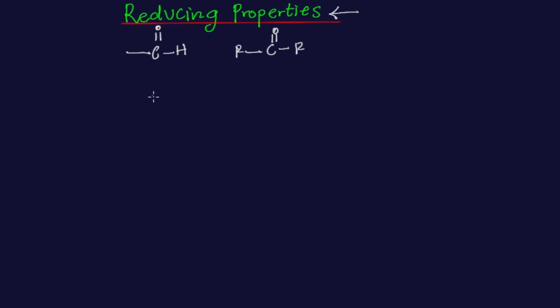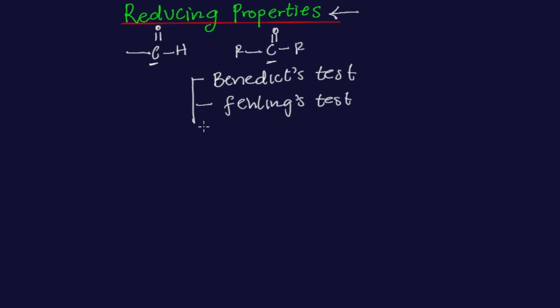And in the laboratory, many tests are conducted to test for the reducing properties of compounds having aldehyde or ketone. The tests are the Benedict test, the Fehling test, and the Barfoed test. We have Tollens' test as well. These tests are conducted to test for the reducing properties of compounds containing aldehyde or ketone.